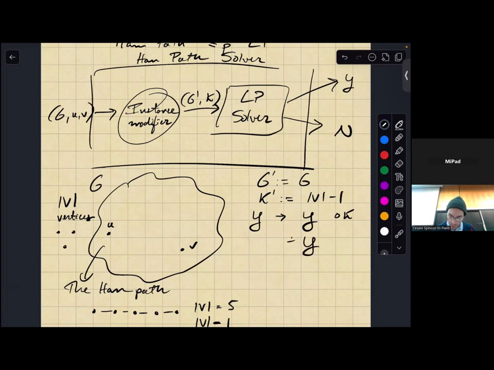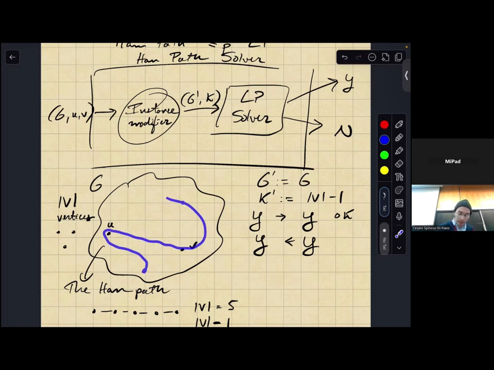But what about yes goes to yes in the other direction? Suppose in my graph I have a path of length V minus 1. Does that necessarily mean I have a Hamiltonian path from U to V? No, because the longest path could start here, then go here, here, and here. That's a Hamiltonian path where U and V are part of the path, but it doesn't start and end at U and V. So this is not okay. At least I know this direction was good.